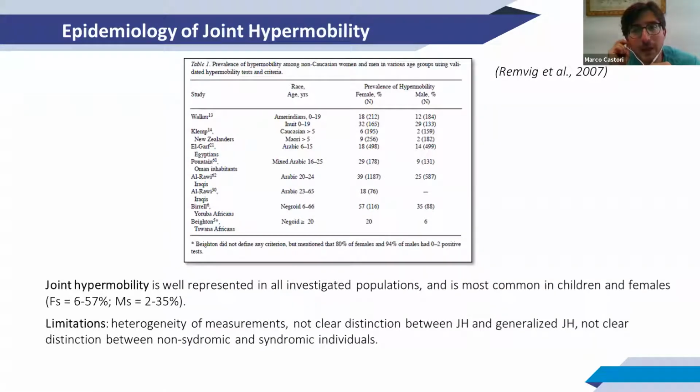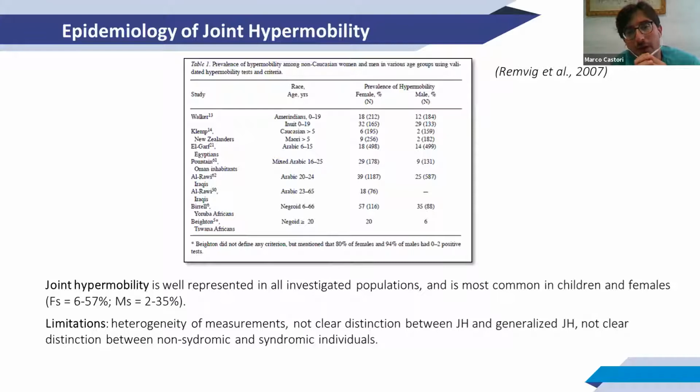A great paper by a Scandinavian group reviewed the literature in 2007 around the epidemiology of joint hypermobility. In this paper, the colleagues show that joint hypermobility is, first, common in humans, more common in children and females, and presents variability among ethnicities, with a tendency to higher frequencies in Latin Americans and African people.